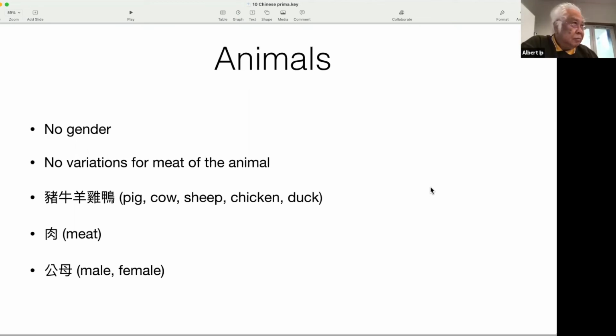Thank you, Albert. So he explained incorporation, right? The language incorporates another language into your language. For the Chinese, we have animal names. The first one is pig, cow, sheep, chicken, duck, okay? Then are we going from left to right or right to left? Left to right. But Chinese would originally have gone from right to left. Because I'm using the American technology.